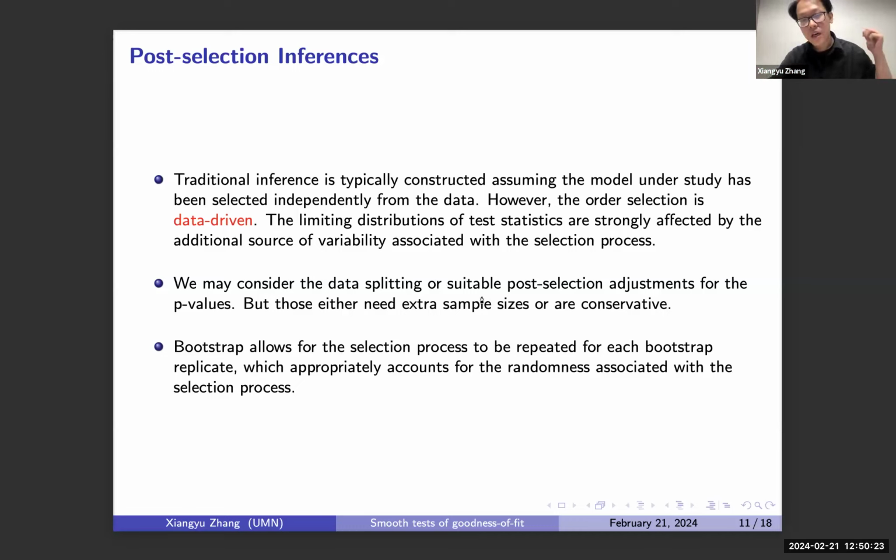Another way is a suitable post-selection adjustment for the p-values. So maybe we can perform some Bonferroni adjustments, and it's very simple, it's very fast, but it can be conservative. It's not accurate. And data splitting also has problems. It needs some extra sample size for you to perform model selection, and another data set for you to perform inference. And if you do not have enough data, that would be a problem.